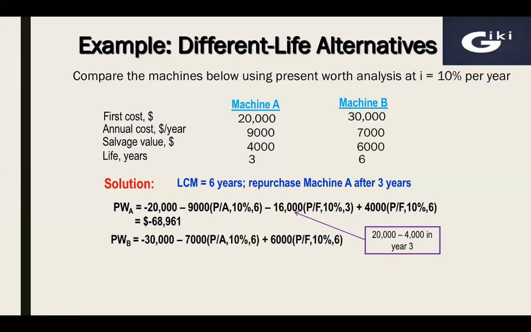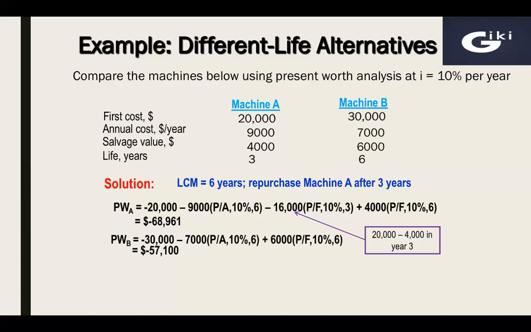Now we can calculate the present worth of machine B. Minus 30,000 initial investment as it is, and 7,000 annual series of payments, convert it into present worth by using the P over A factor for 10% and 6 years. Then the salvage value of 6,000 at the end of 6 years. This is a single amount. We have to convert it into present amount by using the P over F factor for 10% and 6 years. The amount is minus 57,100.